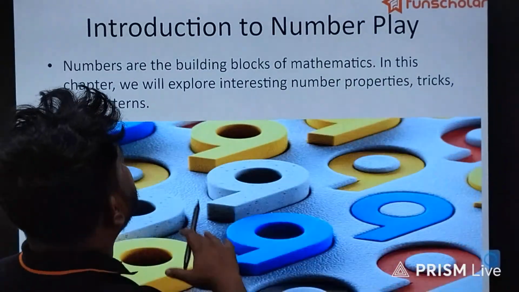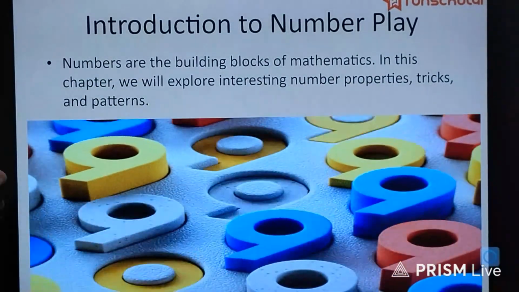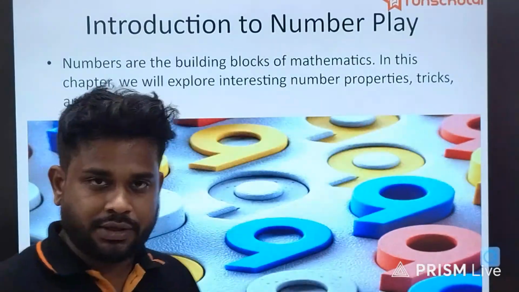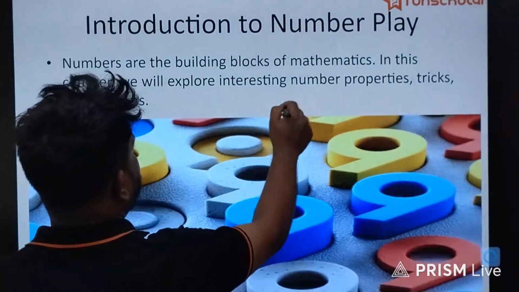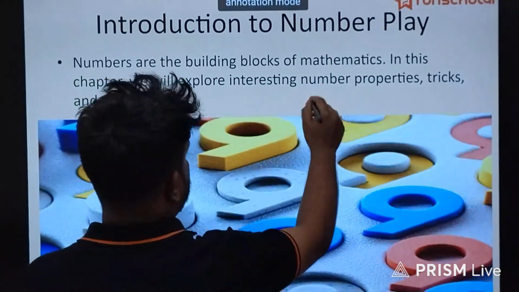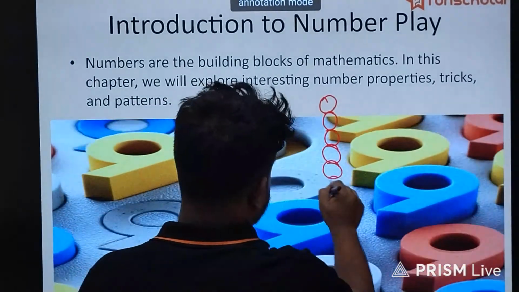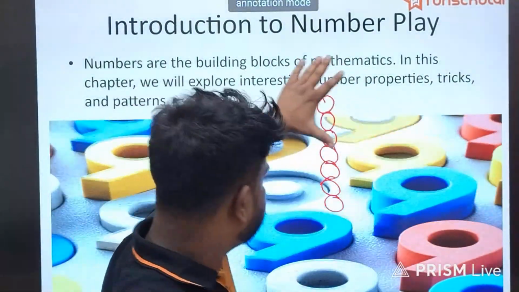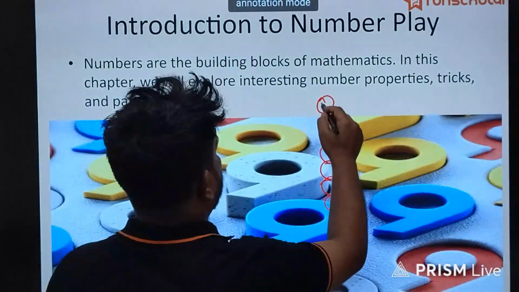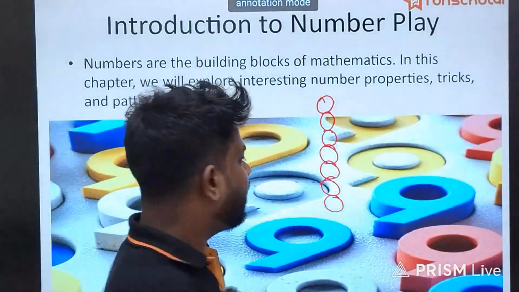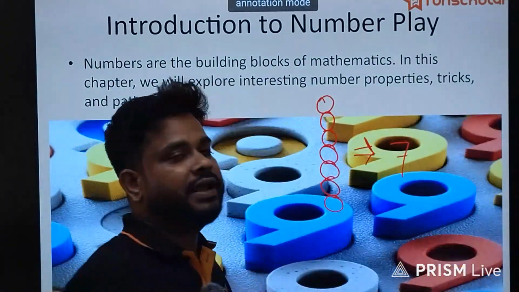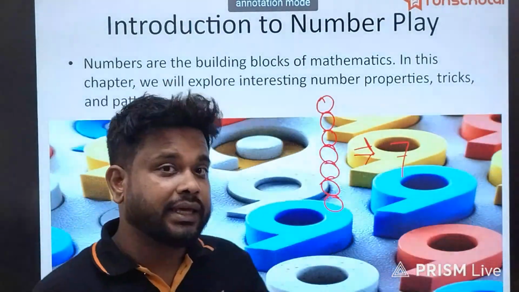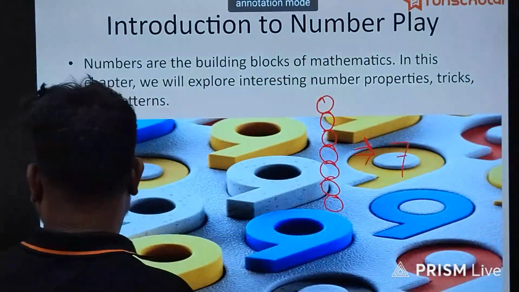Numbers are the building blocks of mathematics. In this chapter we will explore interesting number properties, tricks and patterns. For this, I have built a block of circles where we have 1, 2, 3, 4, 5, 6, 7. Here we have 7 numbers. Now we are going to learn and discuss this type of playing in this chapter as well. Okay, so let's go further.